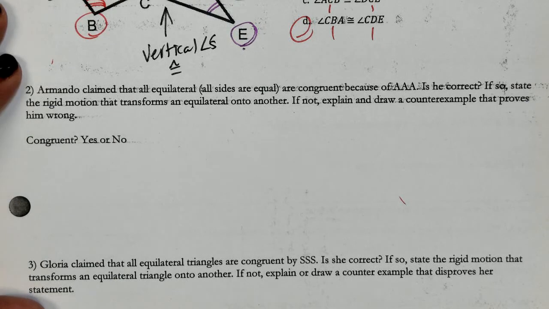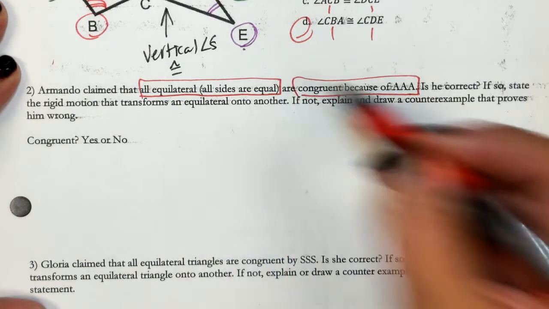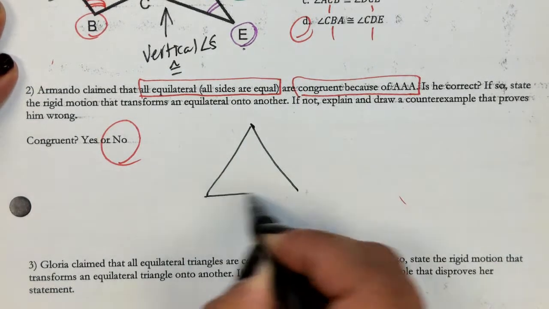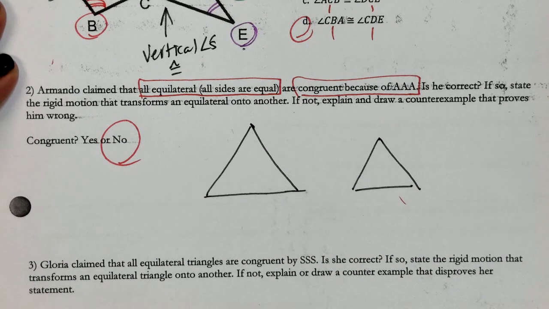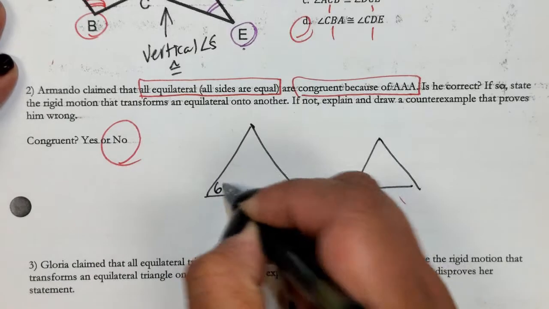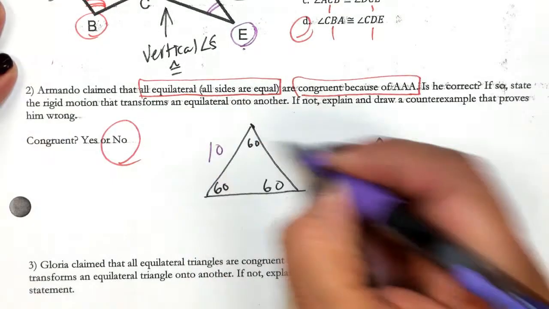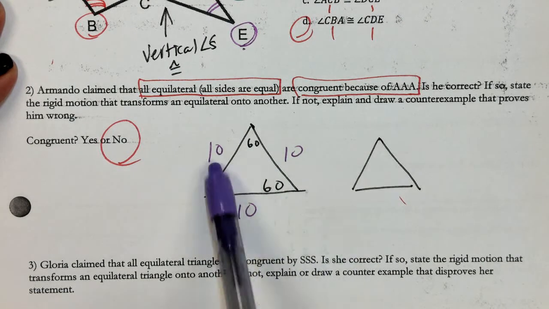Number 2. Armando claimed that all equilateral triangles are congruent by angle, angle, angle. Yes or no? No. And what example are you going to put to prove that it's not true? And what's special about the two triangles? They're equal. What's equal? The angles. And how much are they? They're 60, 60, 60. What kind of triangle is that? Equilateral. So I could put 10, 10, 10. They're all the same side. The angle doesn't make it equilateral. It's the sides. They're all the same side.